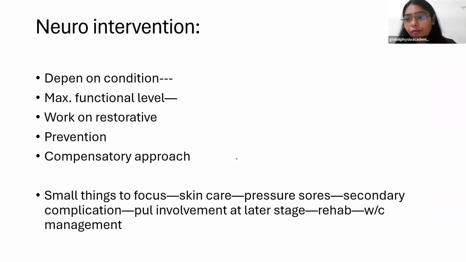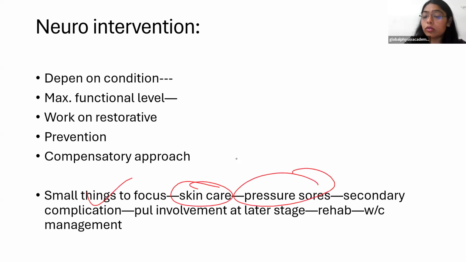So neuro is interesting, plus with understanding it is easy. Only going condition-wise is not enough. Neuro intervention, maximum functional level, work on restorative, preventive, or compensatory, depending on the scenario. Small things to focus on: skin care, pressure sores. A patient with GBS is getting worse, not yet at plateau.